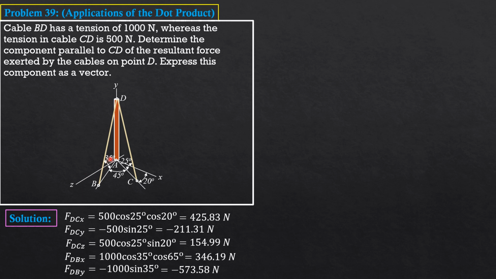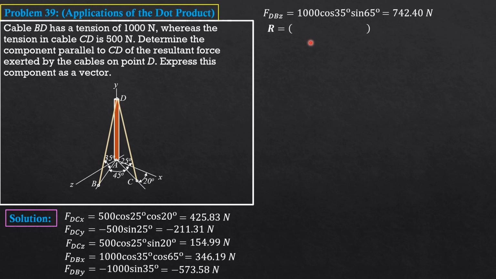F_DBz is positive, so this component is 1000 cosine 35. Since this total angle here is 20 plus 45, 65, and it is opposite to 65 degrees, we multiply by sine 65. That's the z component: 1000 cosine 35 degrees times sine of 65 degrees. So F_DBz is 742.4 newtons.